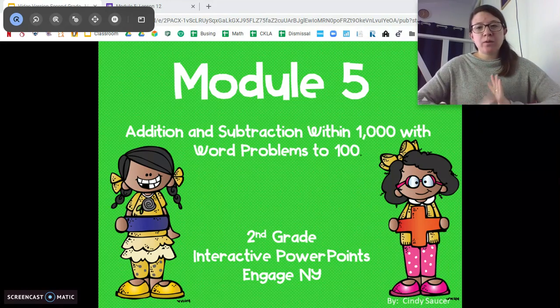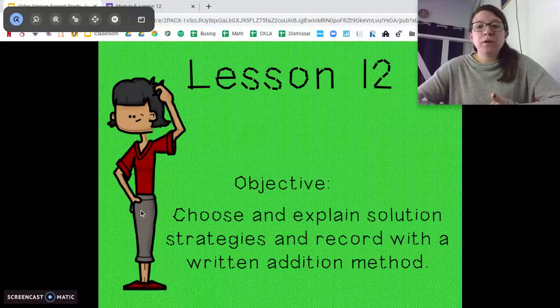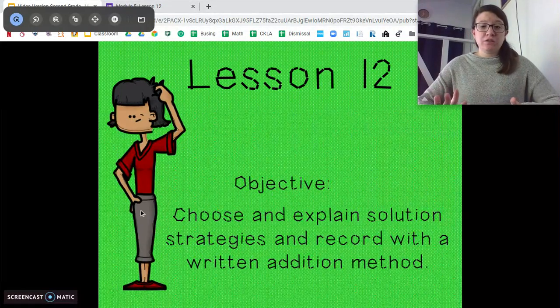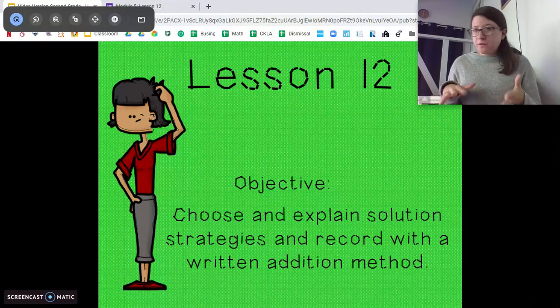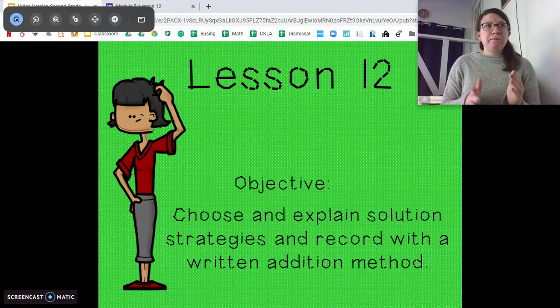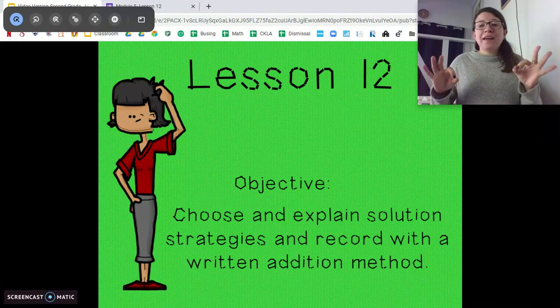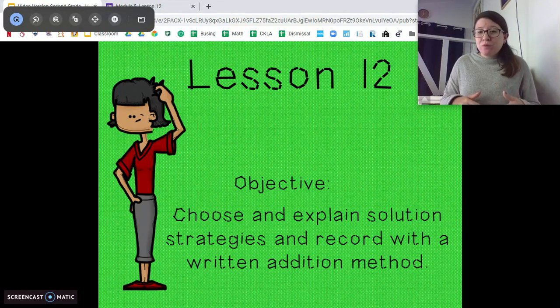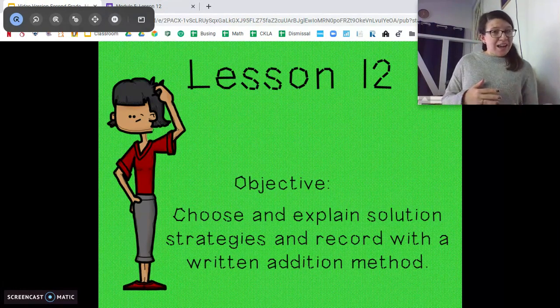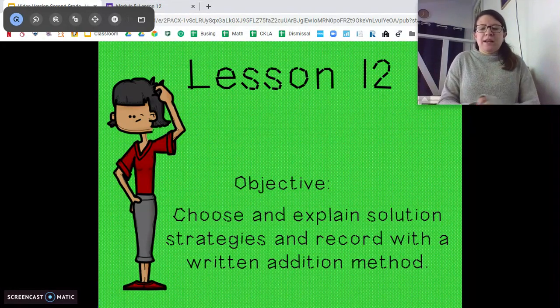For this one, you're going to want a paper and something to write with because we're going to be working with all of the strategies we've learned and choosing the best one that works for you. It might be the best one based on the problem, or it might be the one that you are most comfortable with. If you like the vertical method and you got that down pat, use the vertical method. But sometimes for different problems, it might be easier to use the arrow way. It might be easier to use mental math. And that's what we're going to talk about today.